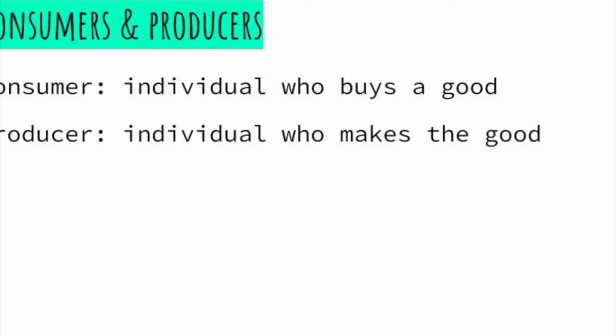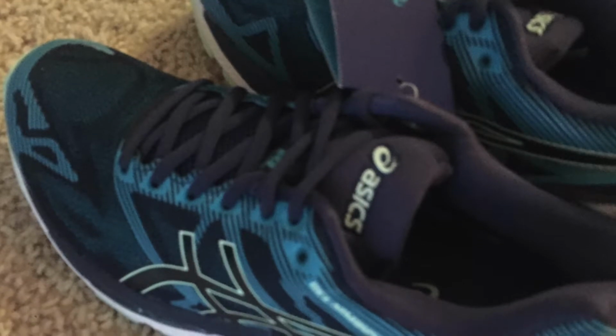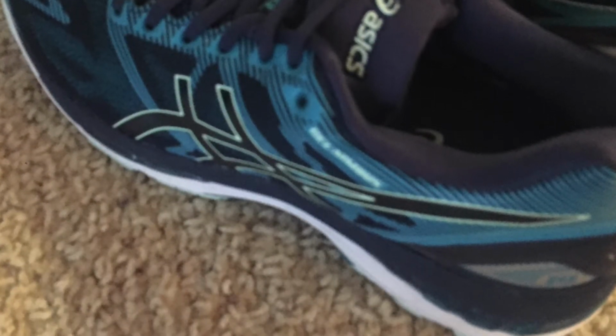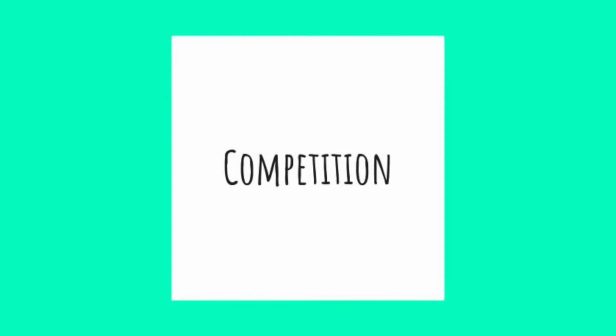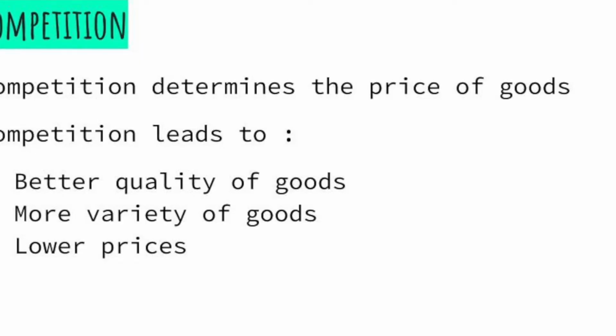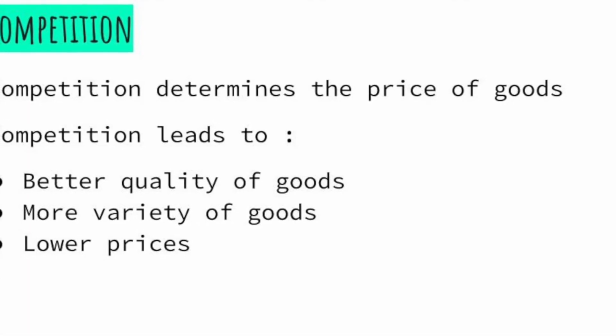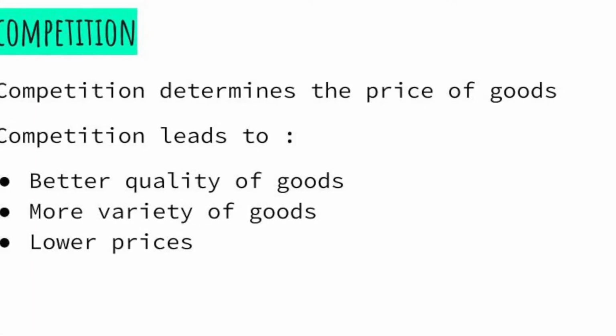So for example, I love to run, so I'm constantly buying running shoes. In this case, I'm the consumer, and then ASICS, the company that makes the shoe, that is going to be the producer. Now, competition is a big one, something we're all familiar with, but competition leads to three main things: better quality of goods, more variety, and lower prices.